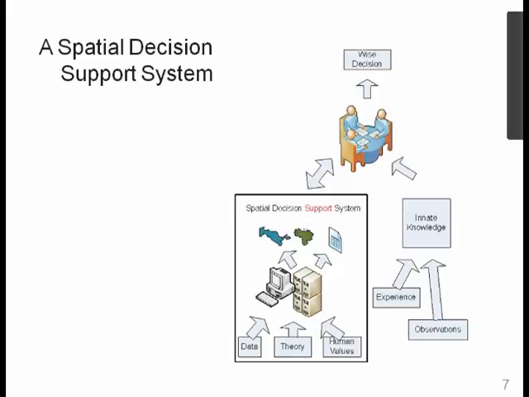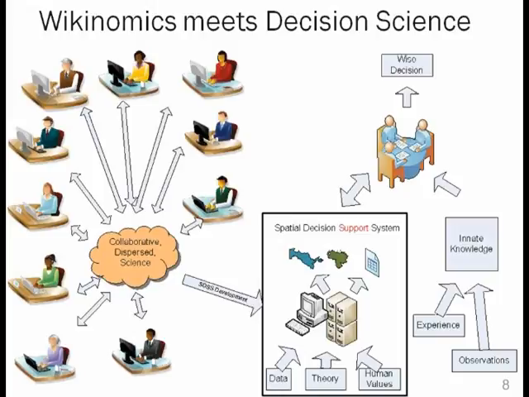Just so we're all on the same page, the idea behind this, in short, is that we're not only combining data and theory, but also human values in this support system, which is not a decision-making system, but actually a support system for the decision makers who also bring their own innate knowledge. WikiScience meets decision science, and over on the left side of the diagram is a schematic indicating how we can all be at our desks, distributed throughout the country, throughout the world, working on these types of issues on our own time, but in a collaborative framework. And this will really help with the spatial decision system development.